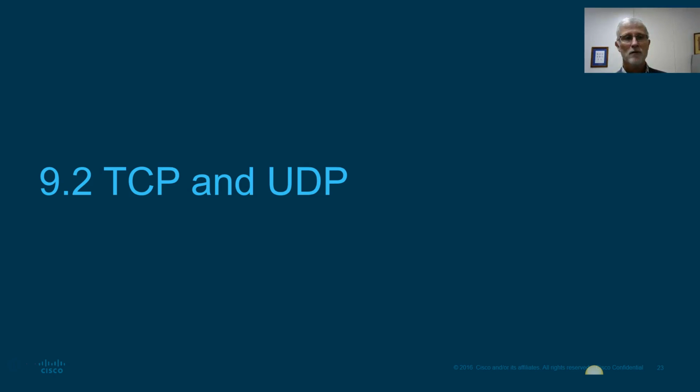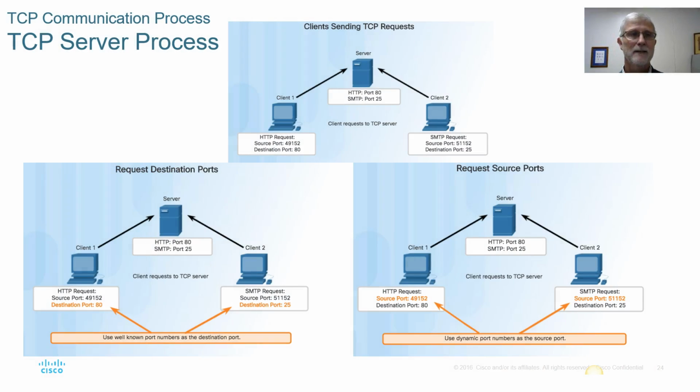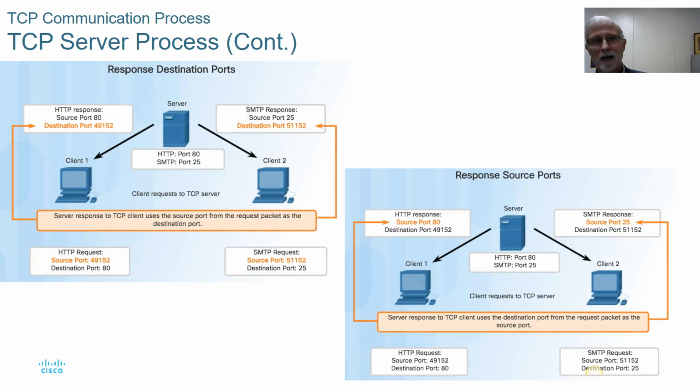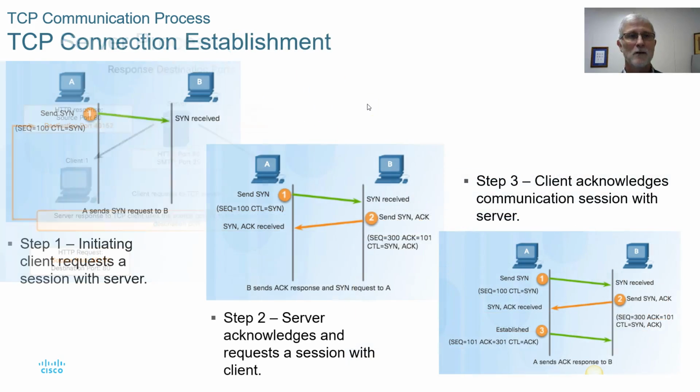Now let's get a little bit more into TCP and UDP. TCP server processes basically say: I've got requests with destination ports, sending clients, and requesting source ports. So there's a lot of activity going on here. If I'm going to respond to destination or source ports, just keep in mind that every now and then you're going to get a destination port from your PC to a well-known port.